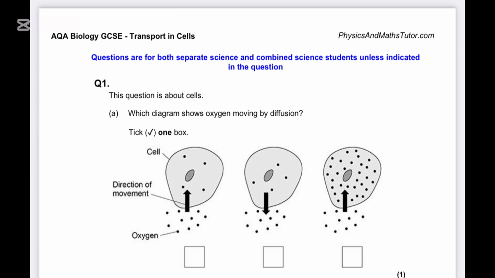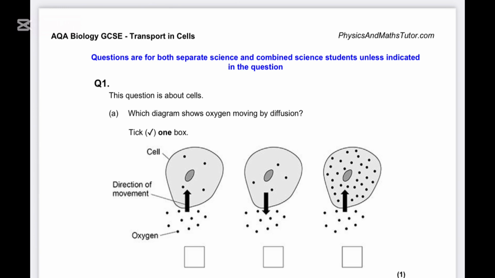Now, the first question on our list is about cells. Question 1. Which diagram shows oxygen moving by diffusion? Now, like I said, oxygen, as we all know, is present in the atmosphere, which was labeled right there in the arrow. You can see it there. And it shows the direction of movement.